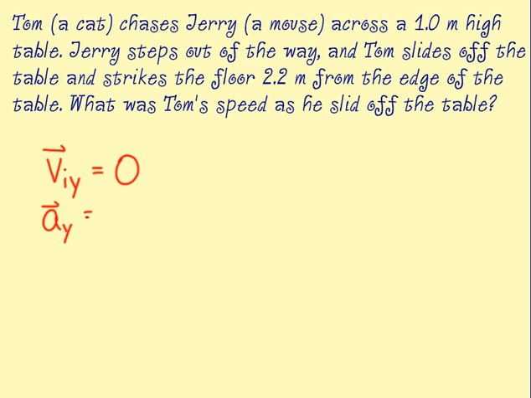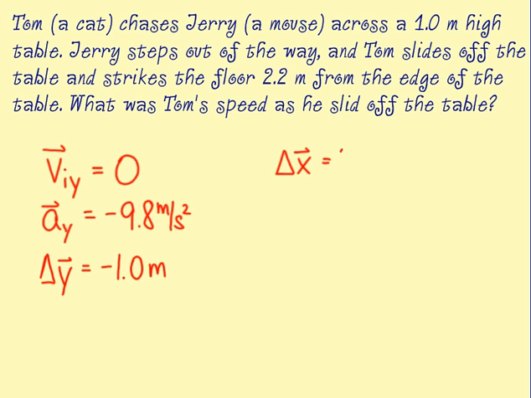Because it's a projectile motion problem, the acceleration in the y direction is negative 9.8 meters per second squared. I'm also told that the table was 1 meter high, so Tom's y displacement is negative 1 meter. The negative sign is important because he's going downward. I also am given that the x displacement is 2.2 meters. All of these units match, which is a good thing. The thing that I'm looking for is the x velocity.